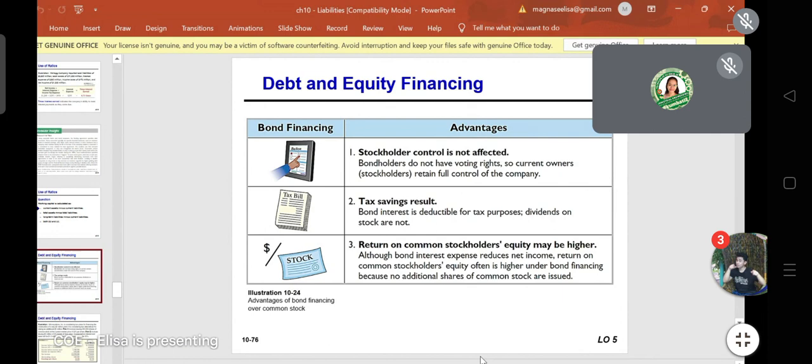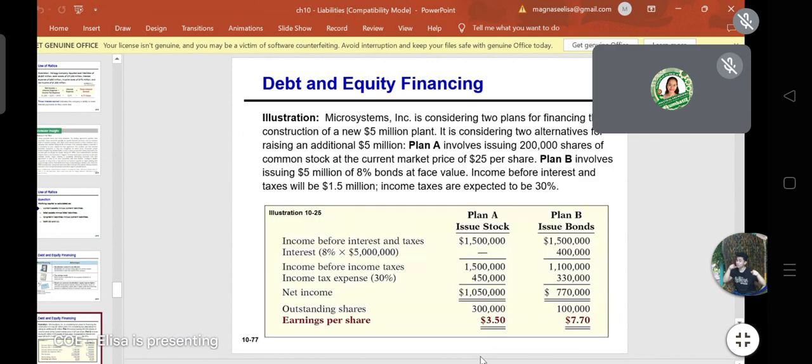We have to consider here in bond financing, these are the advantages. Stockholder control is not affected. Bondholders do not have voting rights. So current owners or the stockholders retain full control of the company. Bond financing will also have a tax saving effect, and the return on common stockholders' equity may be higher. So that is easier to understand here.